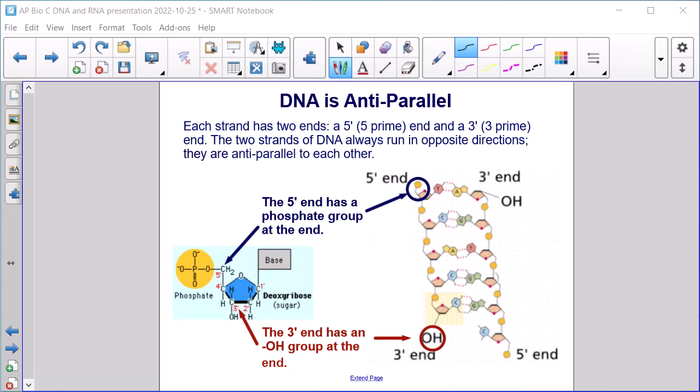DNA is anti-parallel. Each strand has 2 ends, a 5' end and a 3' end. The 2 strands of DNA always run in opposite directions. They are anti-parallel to each other. The 5' end has a phosphate group at the end. You can see that here and here. The 3' end has an OH group at the end, here and here.